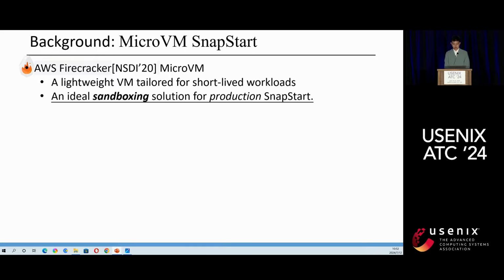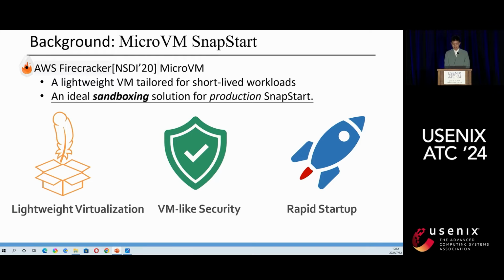An Amazon research group introduced the MicroVM in the Firecracker project at NSDI 2020. MicroVM is a lightweight VM tailored for short-lived workloads. MicroVM serves as an ideal sandboxing solution for production SnapStart, such as Lambda SnapStart, because it provides lightweight KVM-based virtualization and VM-like security. More importantly, it enables rapid startup with minimal memory footprint, which is ideal for short-lived cloud applications.